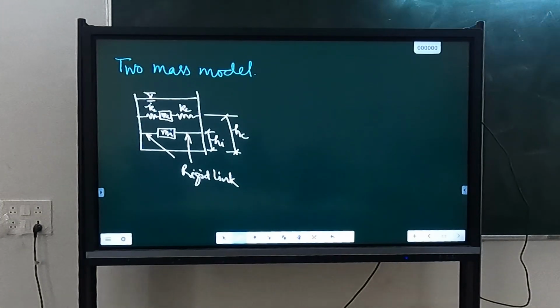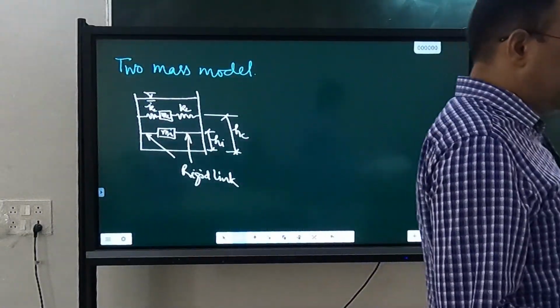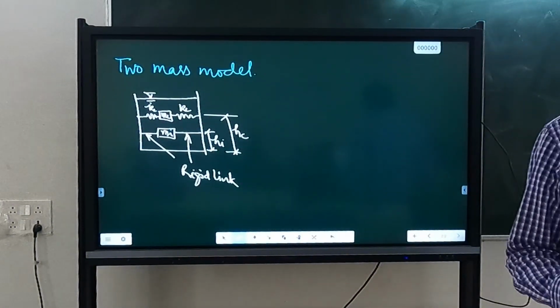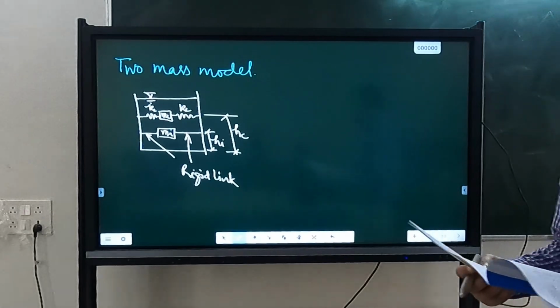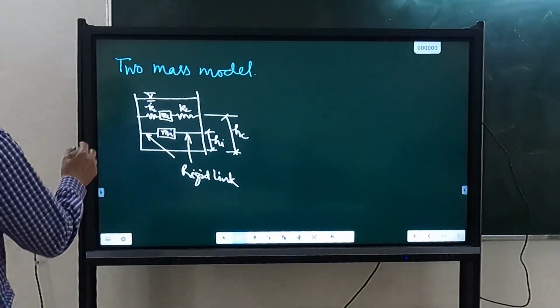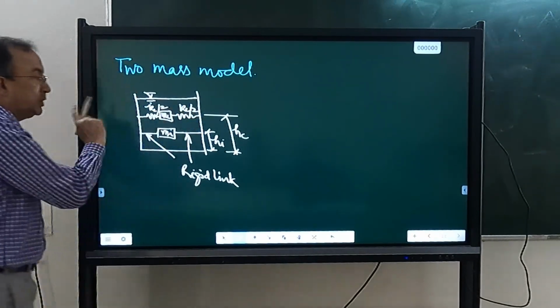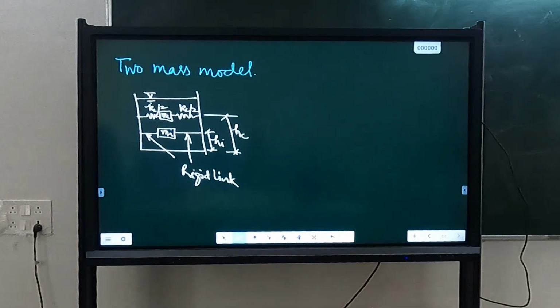Again, how to get Mi and Mc? You can see figure 1, or rather figure 2 itself, figure 2a is giving you that. And sorry, this will be Kc by 2 and Kc by 2. Total stiffness is Kc, and I have shown 2 springs. So each spring will have half that stiffness.